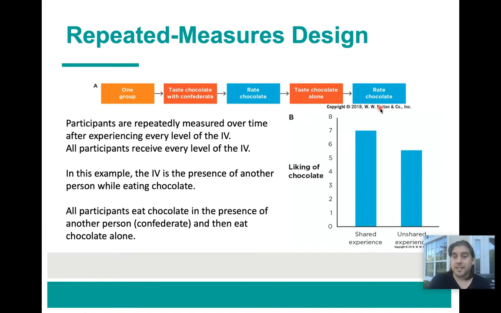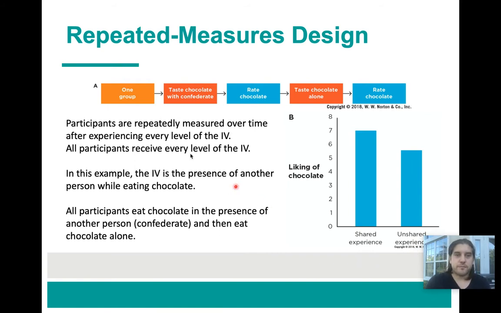The idea being this allows us to compare shared experiences, eating the chocolate with someone else in the room. You presumably will comment, "Oh, wow, I love this chocolate. It's so rich, or it's so bitter, and that's what I like, or it's super sweet," right? Doesn't matter. You're sharing the experience with someone else versus how much do you enjoy the chocolate when you're having an unshared or an alone experience.